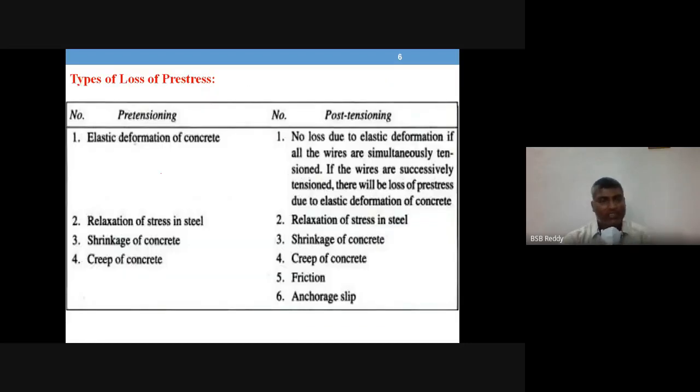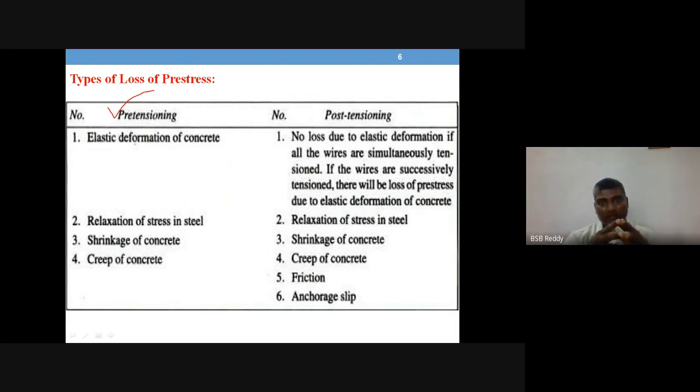So next comes the types of losses depending on the type of member, whether it is pre-tensioned or post-tensioned. In pre-tensioning members, first we jack the tendon, we pull the tendon, then we pour the concrete, which gets hardened, then we cut the wires. Then the transfer of pre-stress happens. This is what a pre-tensioned member is.